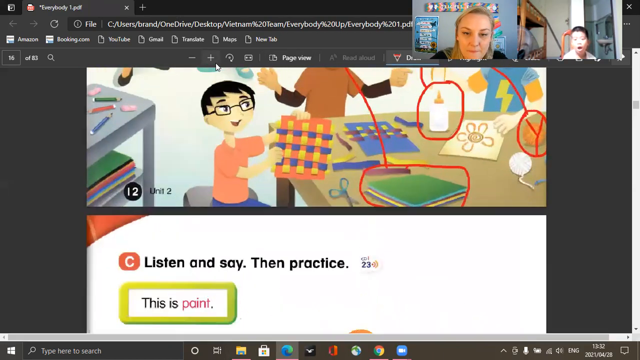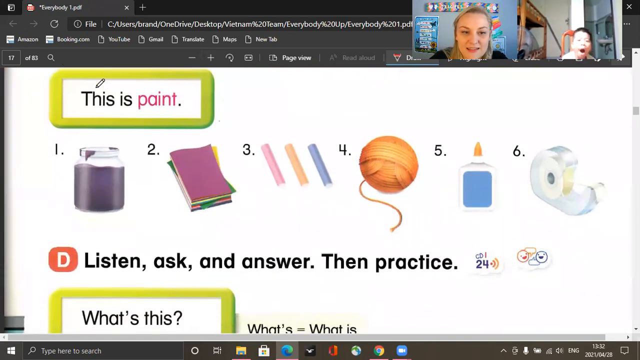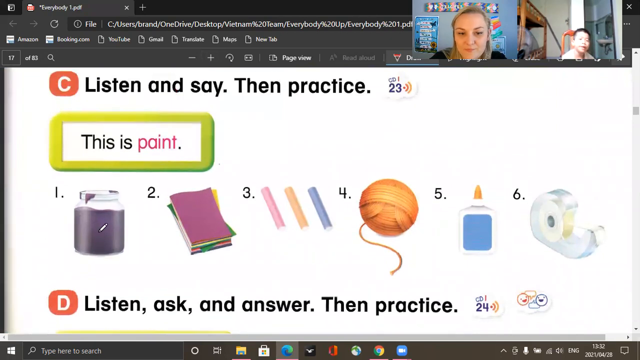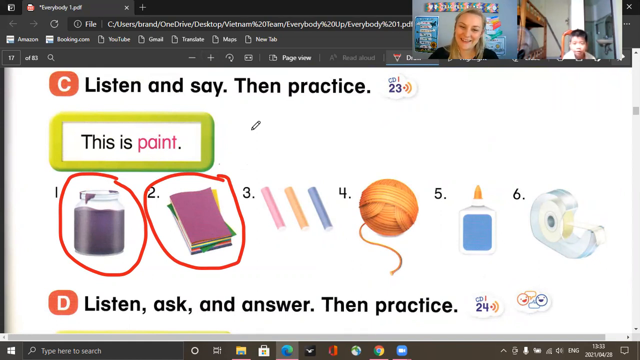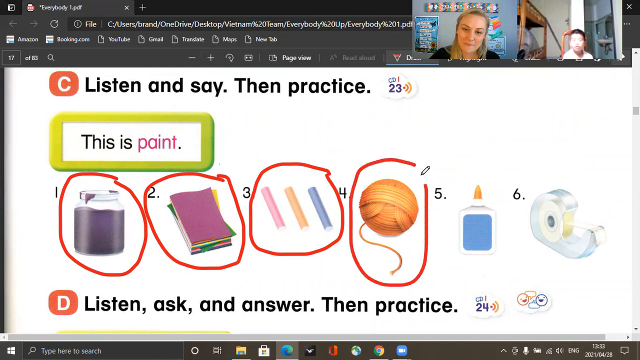Let's see, maybe this can help. Let's have a look. Okay, this is paint. This is paint. This is paper. Yes. This is chalk. Yes, very good. This is paper. Yes, very good.